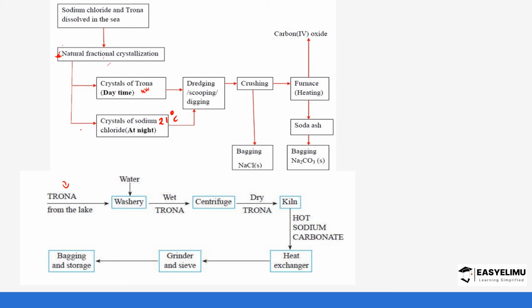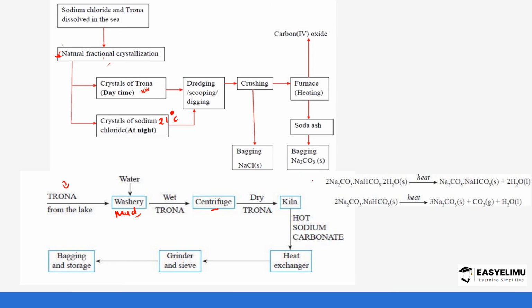You can use either flow chart, they are still the same. It's usually dug by buckets and dredges and washed with water. When it's washed with water, the purpose is to remove any mud. It can be small rocks. They're usually removed by washing. And then it's taken to the centrifuge where water is removed. In the centrifuge, we are not trying to heat the whole Trona completely. We're just trying to remove the water.